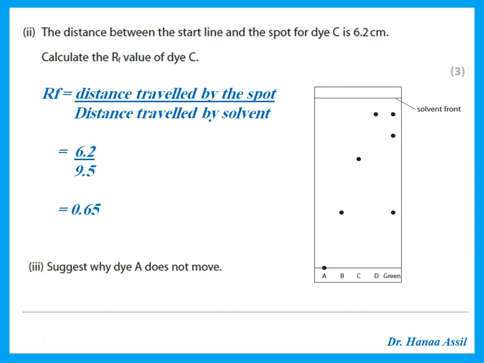Then it says, suggest why dye A does not move. Of course, we said in chromatography, if a substance remains on the start line, that means it is insoluble in the solvent, or insoluble in water in this case.